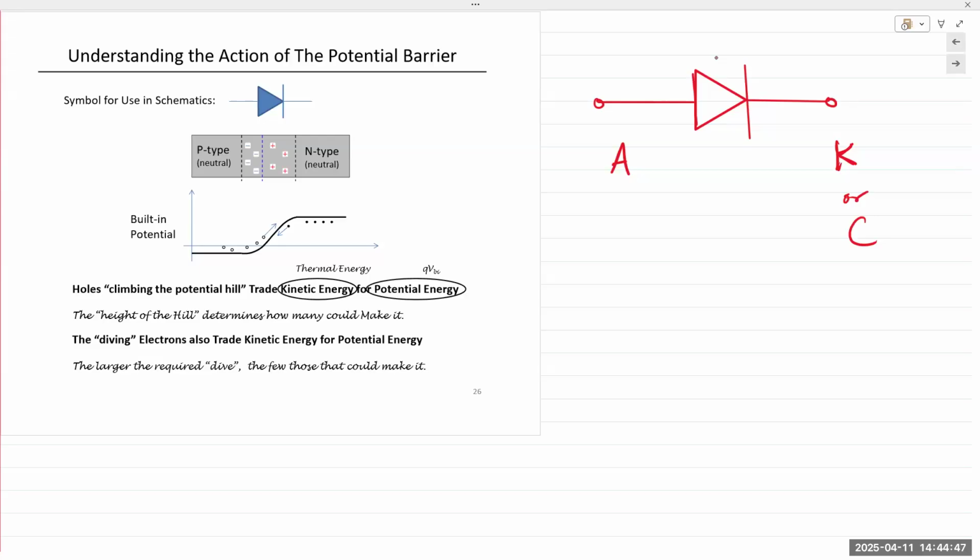Anode is the P-type material. Cathode is the N-type material. Now, if we apply a voltage to it in this direction, meaning a positive voltage, positive polarity at the anode and negative at the cathode, they refer to this as a forward operation. Forward.